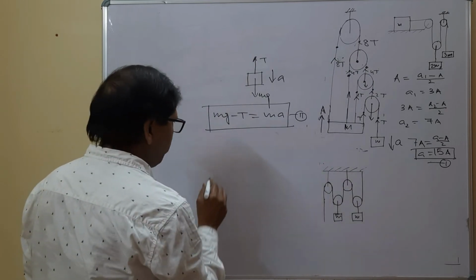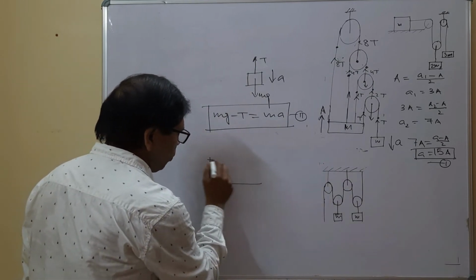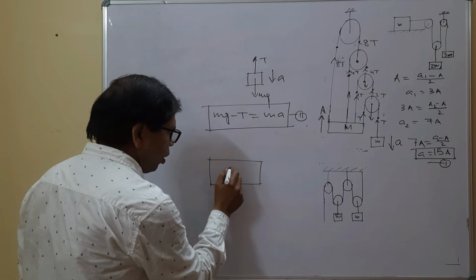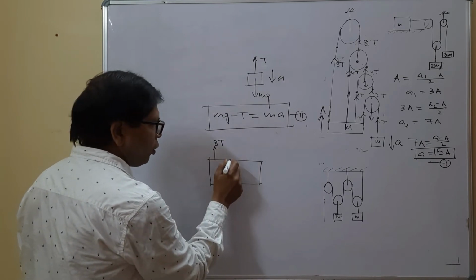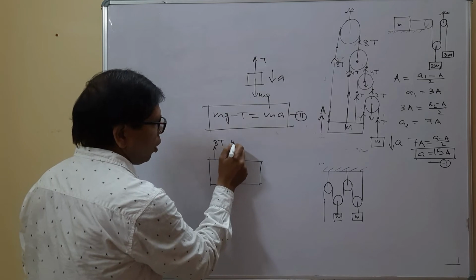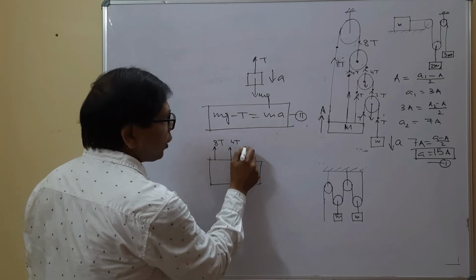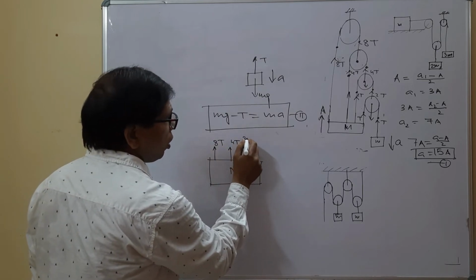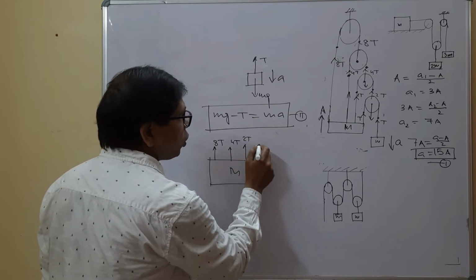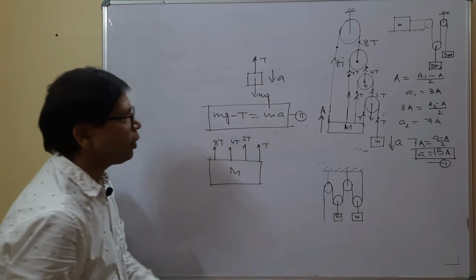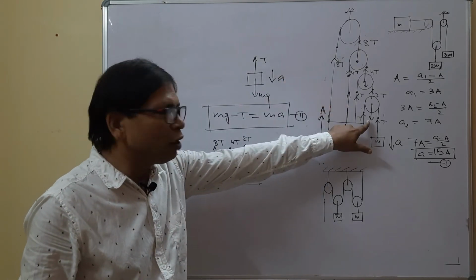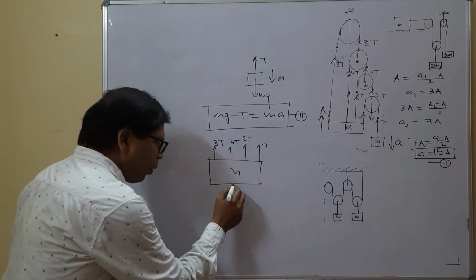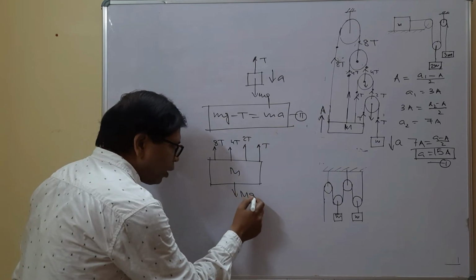Look at this. The free body diagram of capital M. This is the capital M. Okay, look at this. This is the 8T, and this is the 4T, and this is the 2T, and finally this is the T. And mg, look at this, mg vertically downward.